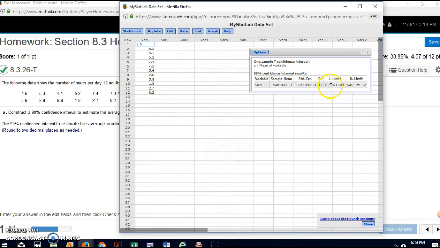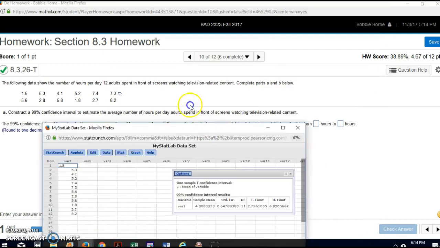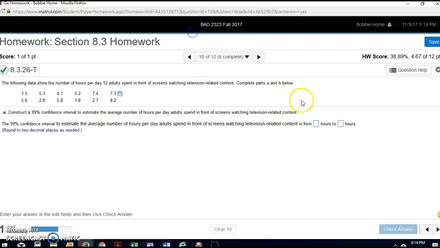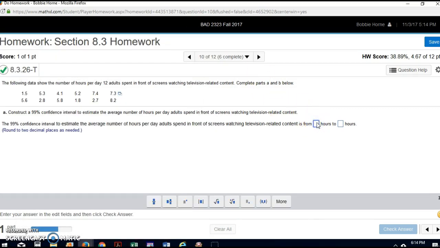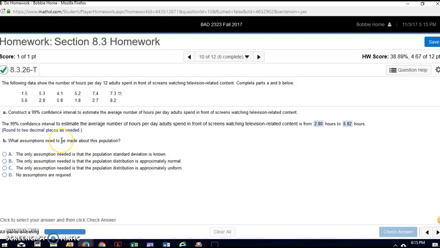And here is our lower limit and here is our upper limit. So we need to round to 2 decimal places. So that's going to be 2, the 9 is going to round up to a 10, so that's 2.80 and 6.82 hours.